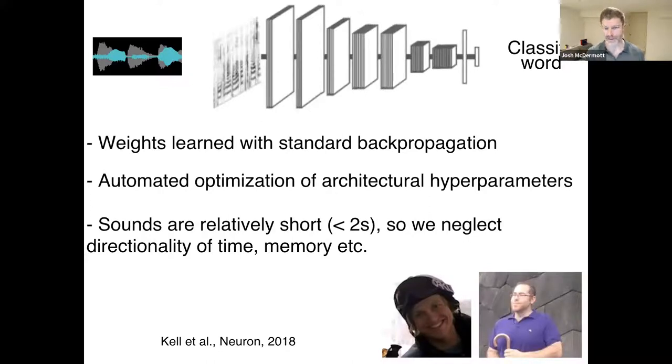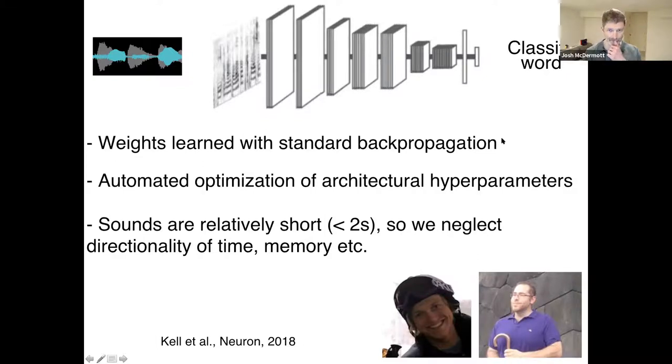The methods that we use to do this are right now pretty standard. So we use something called backpropagation in order to learn the weights of the model. Backpropagation is essentially an application of the chain rule from calculus, where you can compute the partial derivative of a loss function with respect to a parameter of the model. And the loss function will be some measure of how well the model is performing the task.